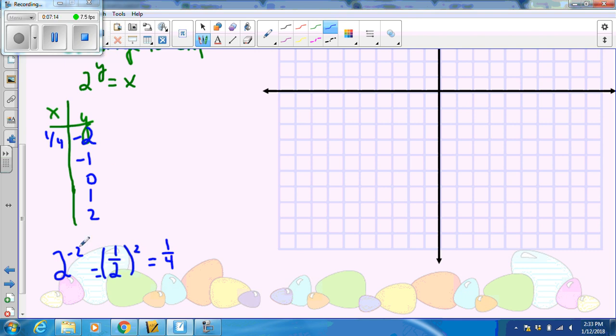Now I plug -1 in for y. So I have 2 to the -1st. So that changes it into a fraction. So I have 1/2 to the 1st power, which just gives us 1/2. Remember, anything to the 0 power always gives us 1. Now 2 to the 1st power gives us 2, and then 2 to the 2nd power gives us 4.